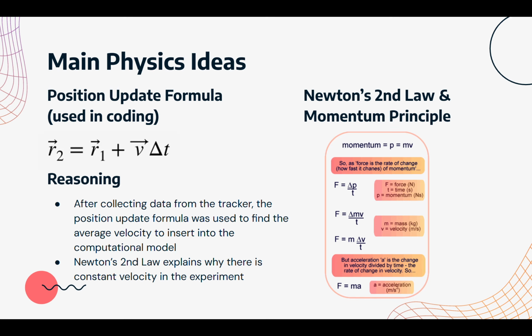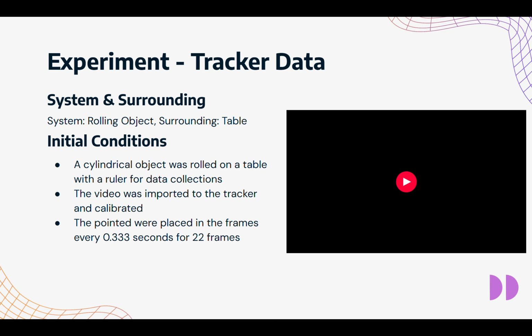In addition, the position update equation was used to determine the average velocity of the experiment, which was then put into the GlowScript code and turned into a simulation. The tracker observational data provided real-life evidence to support the findings of the lab.